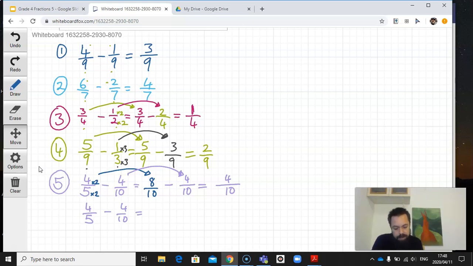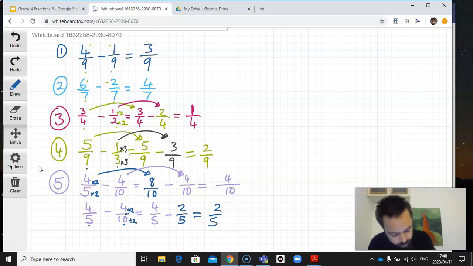Here's the difference. This time, instead of looking at this fraction here, I'm going to look at this one over here. And I notice that if I divide both of these by 2, I will get a number that has a 5 at the bottom, a denominator of 5. So the first one will stay the same, 4 over 5 minus, second one is the one that changes, 2 over 5. Equals 2 over 5.